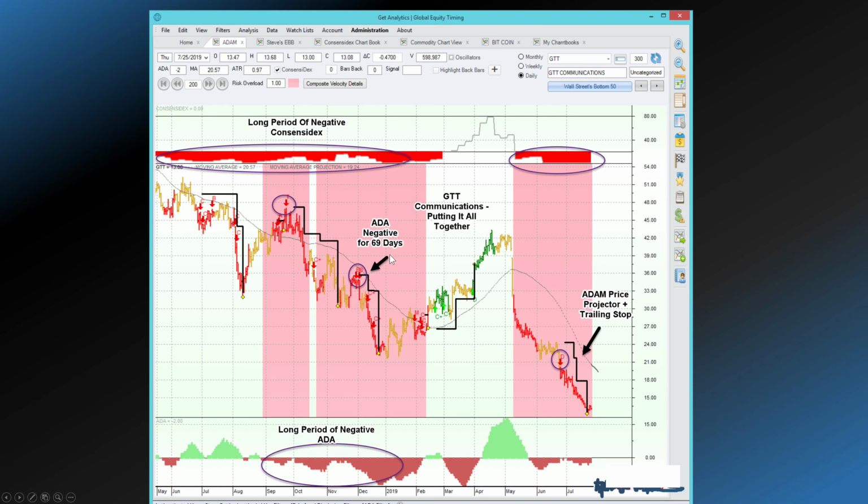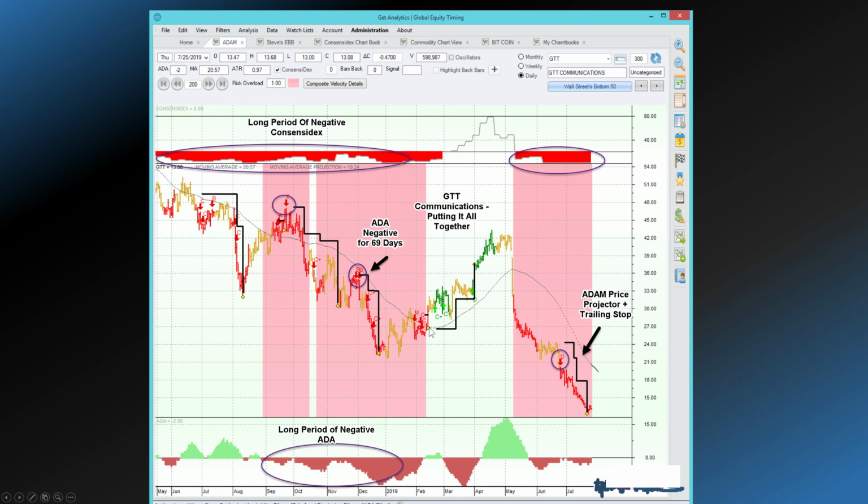Were there any trades that didn't prove profitable? Yes, these right here. These had everything going for them. The Consensus was negative. The ADA oscillator was still negative according to the algorithm and according to your visual inspection of ADA. You would have lost on that one.